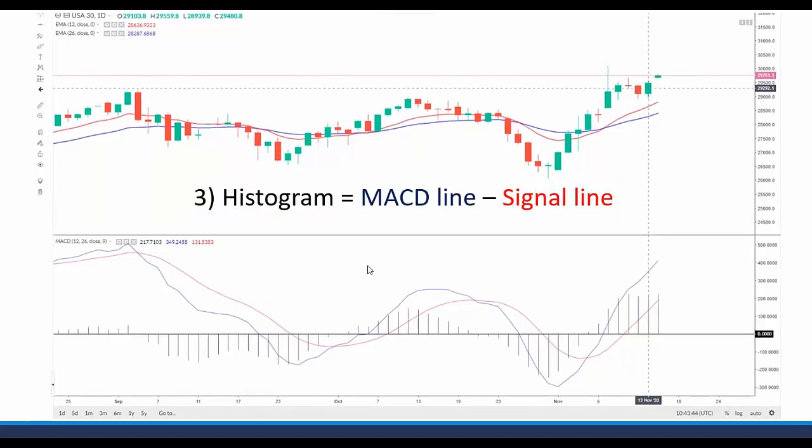The third component is the histogram. I have to say, personally, I'm not a big fan of this third component. With some brokers you have to have it visible; with others, you can toggle whether it's there or not. It's just displaying the MACD line minus the signal line. So when there's a crossover of the MACD line and the signal line, the histogram will go to basically zero, and where the MACD line and the signal line start to diverge, the histogram gets wider. Basically, it's there for individuals to identify the crossovers more easily.